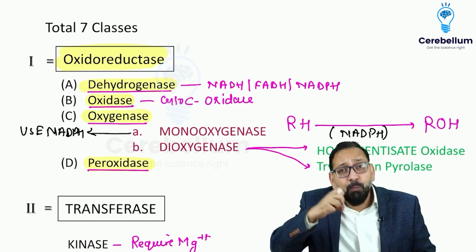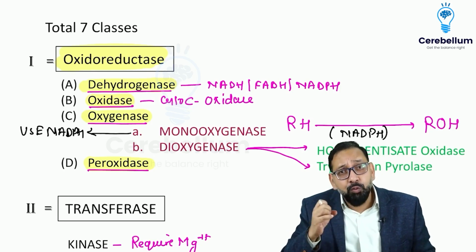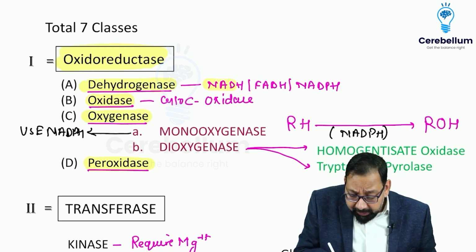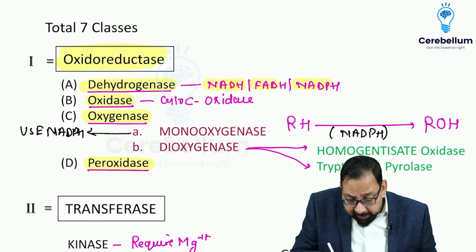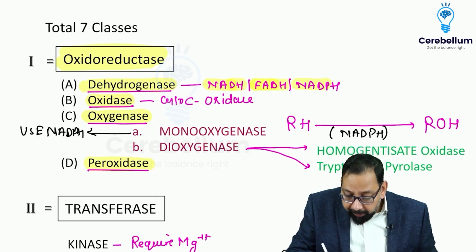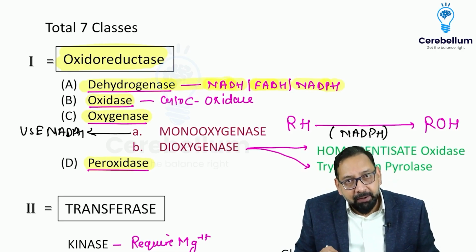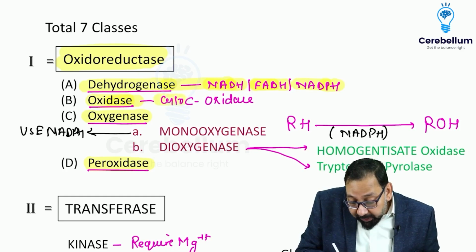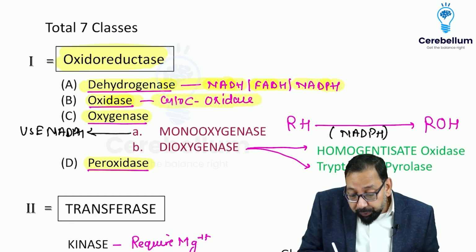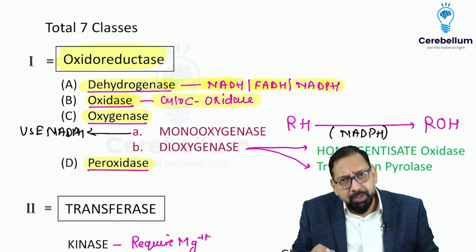Dehydrogenase means removal of hydrogen, and removal of hydrogen is called oxidation. Whenever hydrogen is removed, it is taken up either by NAD, FAD or NADP. If hydrogen is taken up by NAD, it forms NADH. FAD forms FADH. NADP forms NADPH. So this is dehydrogenase. Hydrogen acceptors are NAD, FAD or NADP. Now oxidase: the enzyme would have oxidase in its name, just like cytochrome C oxidase.